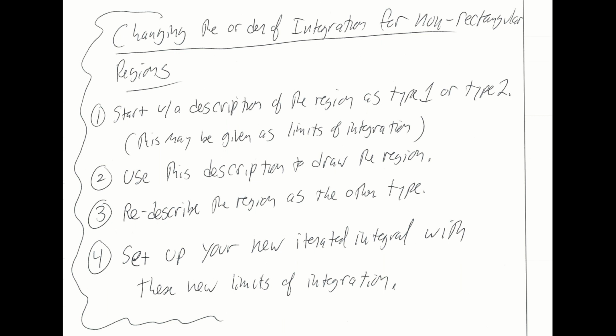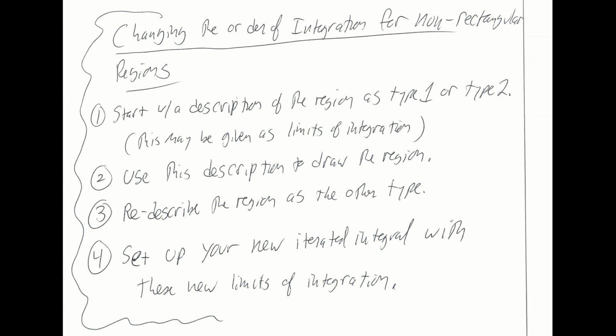You're starting with a description of the region as either type 1 or type 2, and that description may have been handed to you as the limits of integration of an iterated integral that you were asked to compute. Use the description to draw the region. I encourage you to draw pictures throughout this course. It is a very visual course, but especially for this type of problem, it is, if not quite a necessity, certainly the safest way to do these problems. And especially given the fact that you'll have plenty of time for exam questions from now until the end of the course, I definitely encourage you to draw these regions.